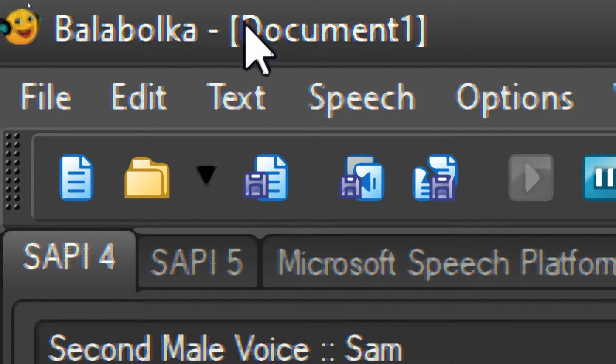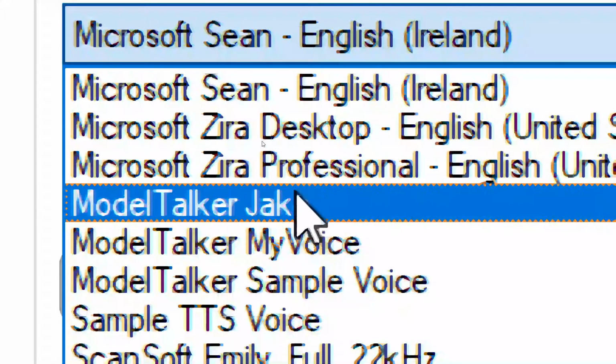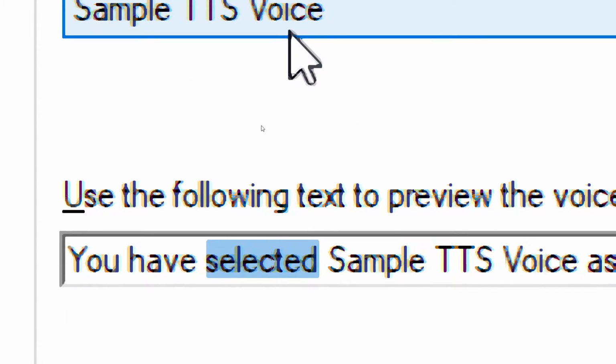Thank you all for your patience. We now return you to the SAPI 5 control panel output. You have selected Sample TTS Voice as the computer's default voice.